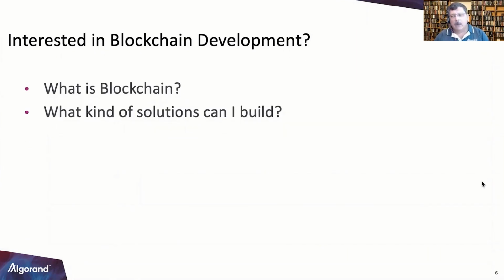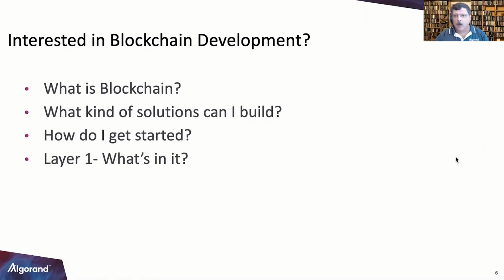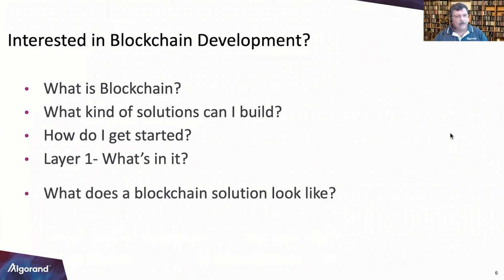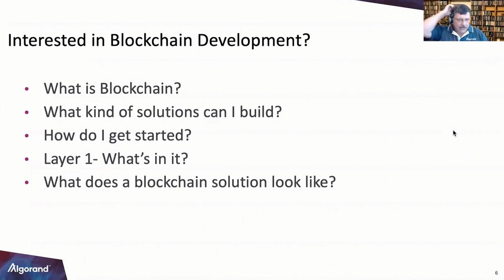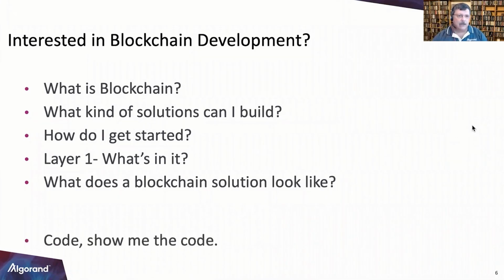And one question I had when I first started learning blockchain was, what kind of solutions can I build with blockchain? What's a good example app that might utilize a blockchain type scenario? And how do I get started? Always a big question, as well as layer one, layer two, all that kind of stuff. What's in layer one? You may have heard of the layers before with blockchain. And what does a blockchain solution look like? What are the moving parts of a blockchain solution?